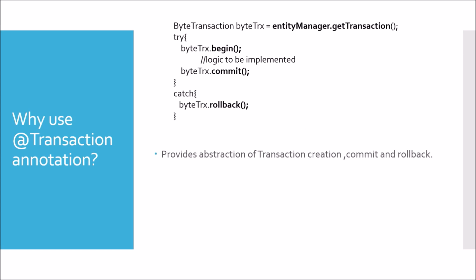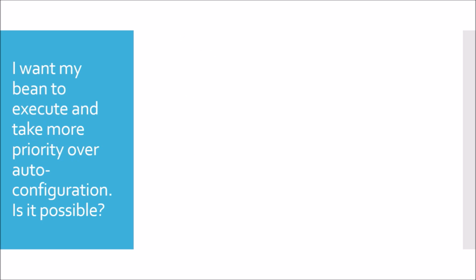Moving towards next question. I want my bean to execute and take more priority over auto configuration. Is it possible? By default, Spring Boot tries to auto configure everything based on what you put in your classpath. So that is why it is called an opinionated view also. But it may happen sometimes I want my Java configuration to be explicitly executed and take more priority over auto configuration.